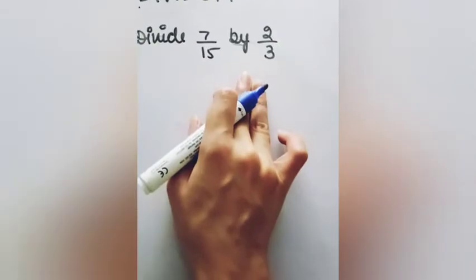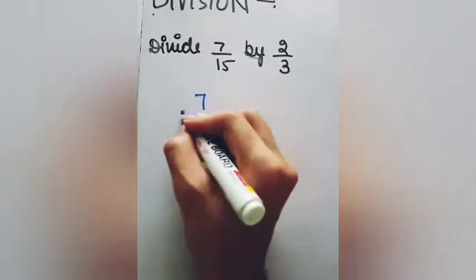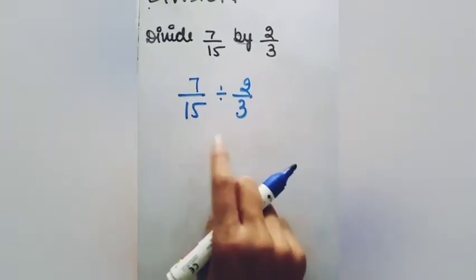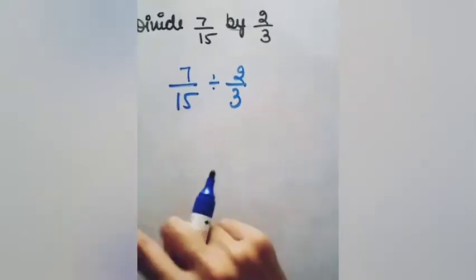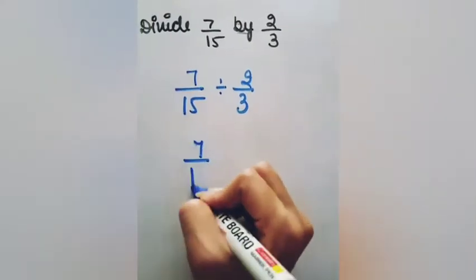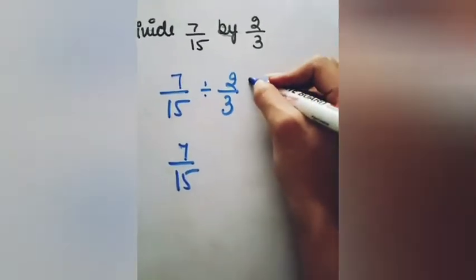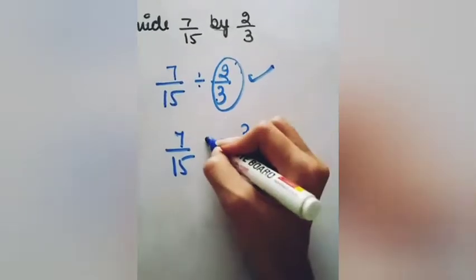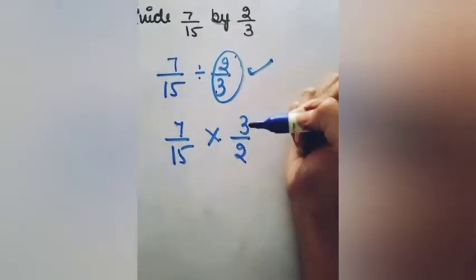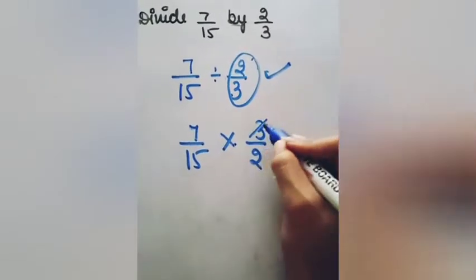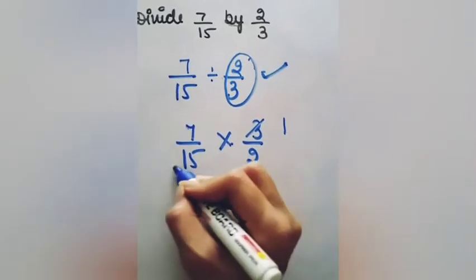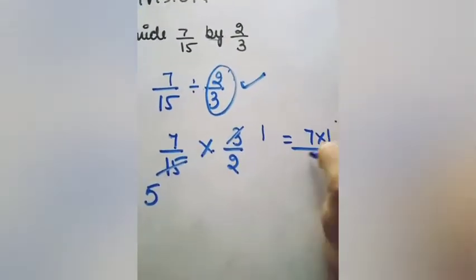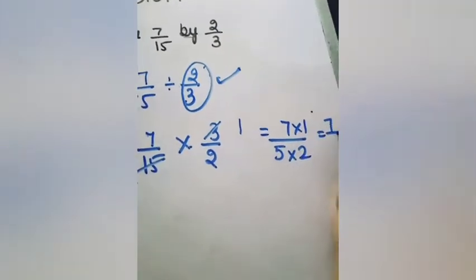Divide 7 upon 15 by 2 upon 3. It means 7 upon 15 has to be divided by 2 upon 3. We already learned the division of fractions in the previous chapter. So how do we do this? We do the reciprocal of the second fraction, and after the reciprocal, the division sign changes into the product. Now it is multiplication. Now solve it. 3 1s are 3, 3 5s are 15, and this will not cut each other. So 7 into 1 and 5 into 2. This will be 7 upon 10.